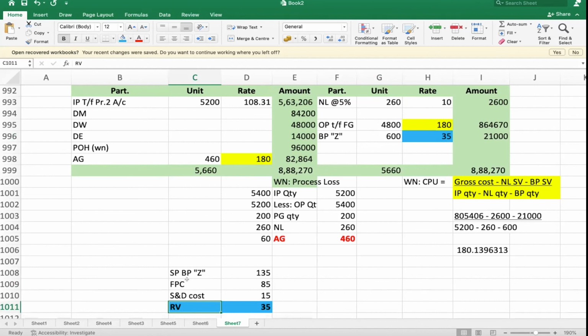The second impact is cost per unit computation. Whenever byproduct comes into picture, the cost per unit becomes gross cost minus normal loss salvage value minus byproduct salvage value divided by input quantity minus normal loss quantity minus byproduct quantity, so that the process account will tally. Understood? Good. This I have written for understanding purpose. Any doubt up to this stage?